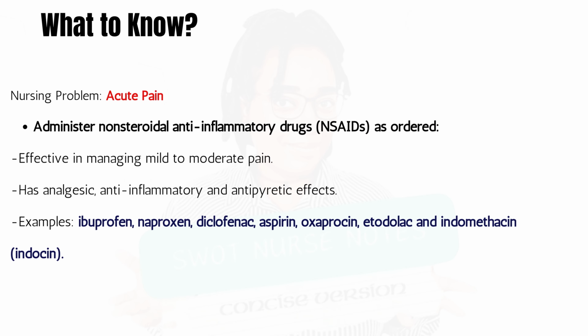What are some of the medications that can be given for pain? Well, at times you will administer nonsteroidal anti-inflammatory drugs, NSAIDs, as ordered. NSAIDs are effective in managing mild to moderate pain. NSAIDs have analgesic, anti-inflammatory, and antipyretic effects. Examples: ibuprofen, naproxen, diclofenac, aspirin, oxaprozin, etodolac, and indomethacin, Indocin.